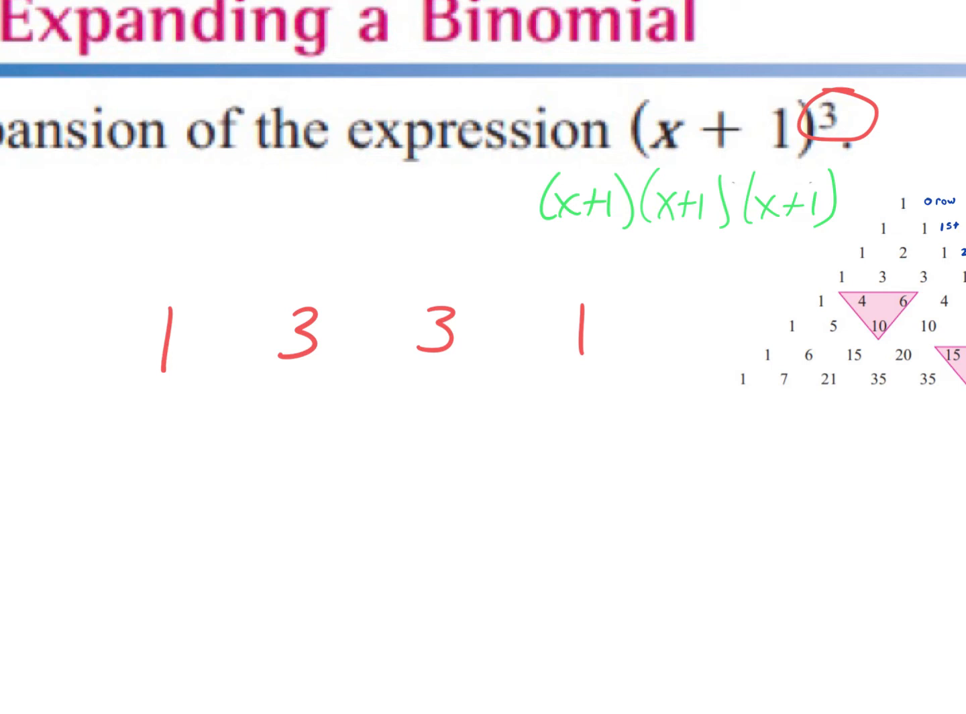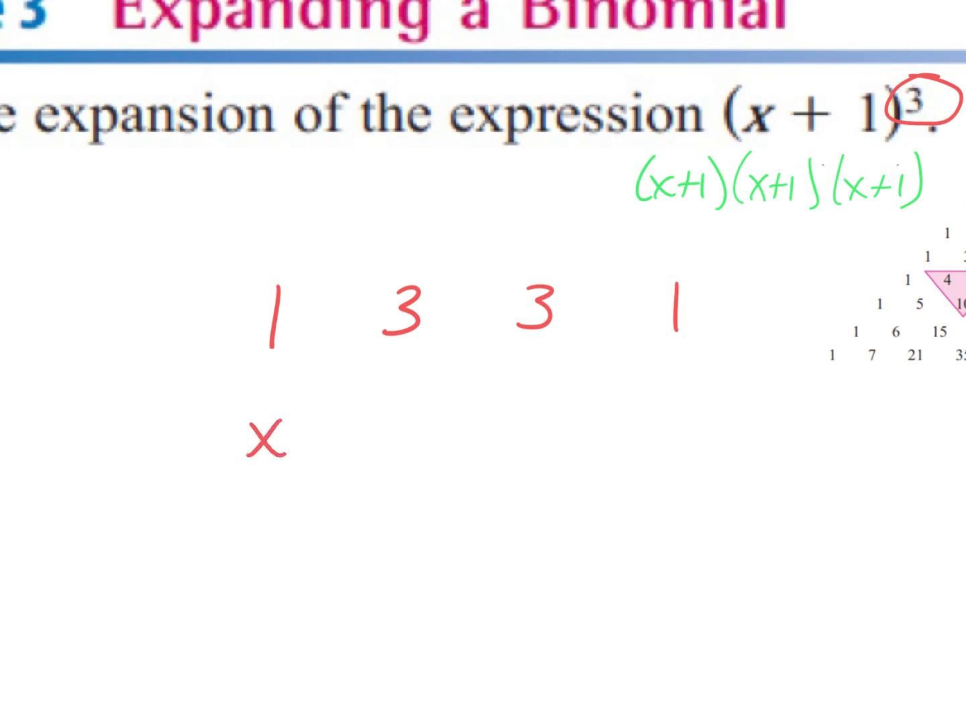Now we're going to deal with the terms. There's 2 terms in my binomial. What are the 2 terms? X and 1. They're both positive. So I'm going to write my first term, x, x, x, x.